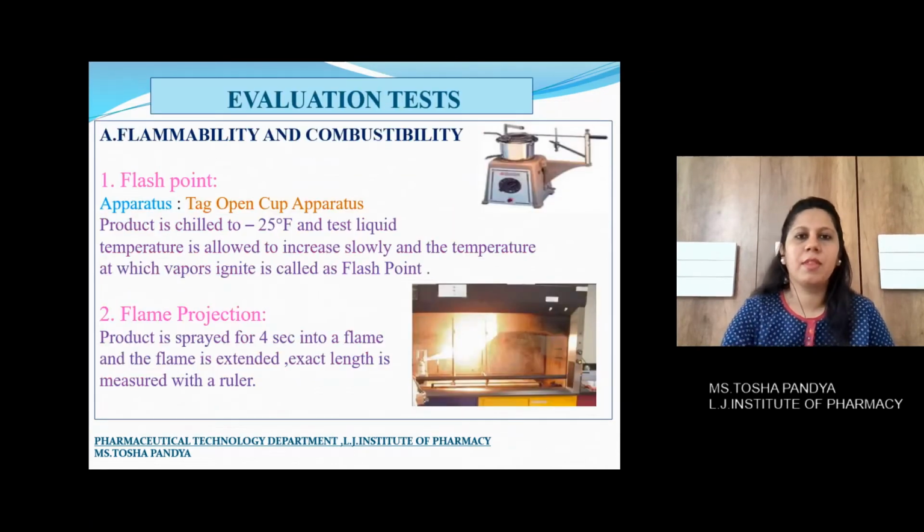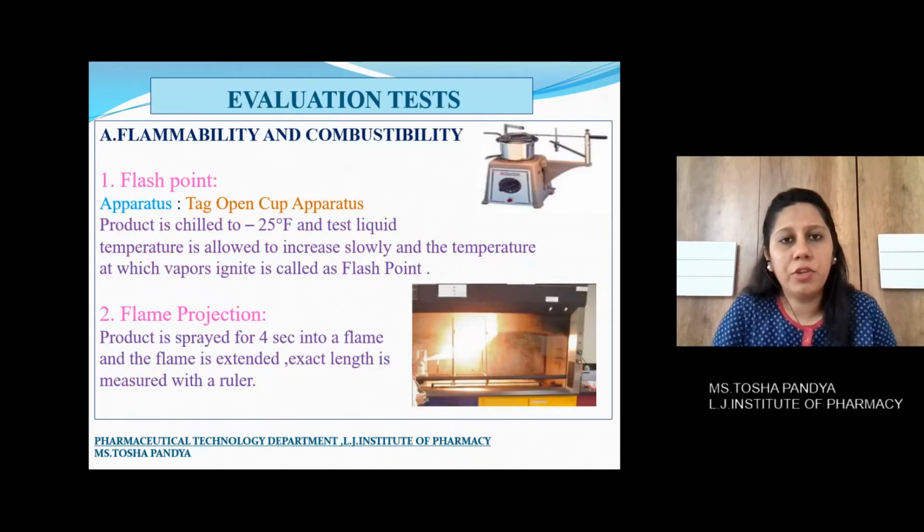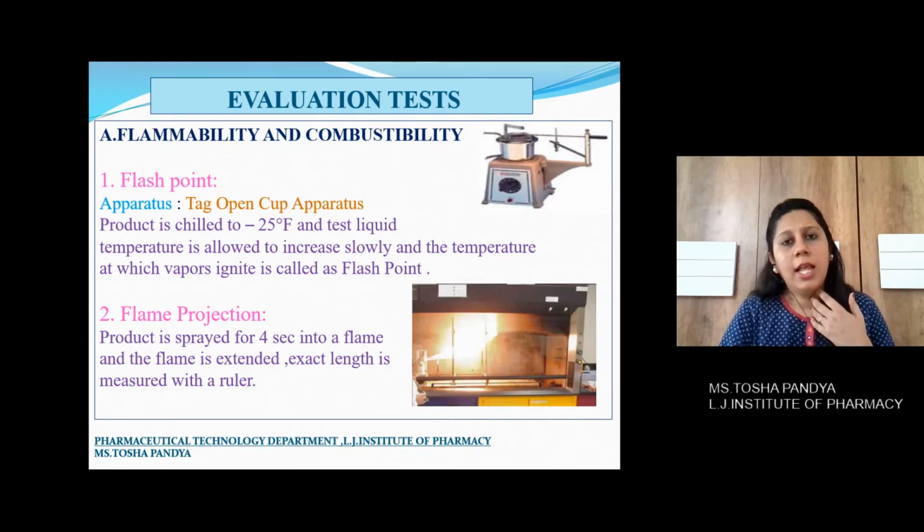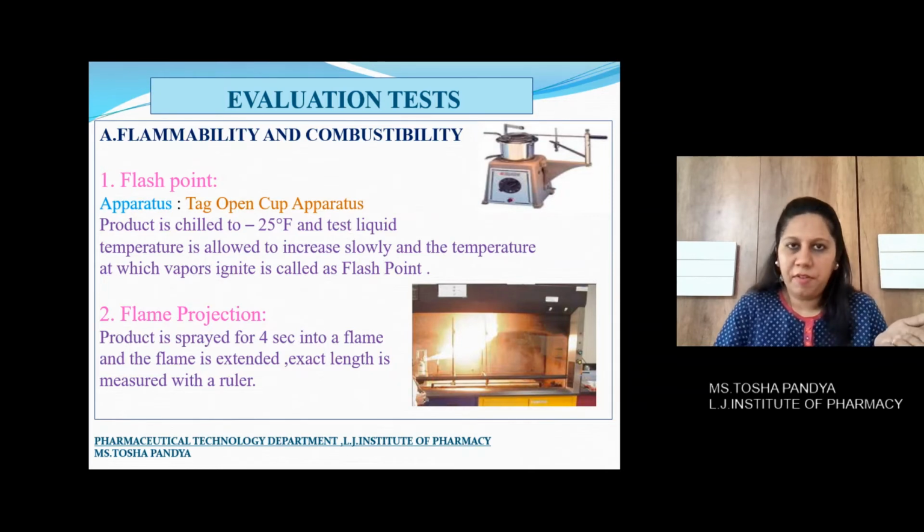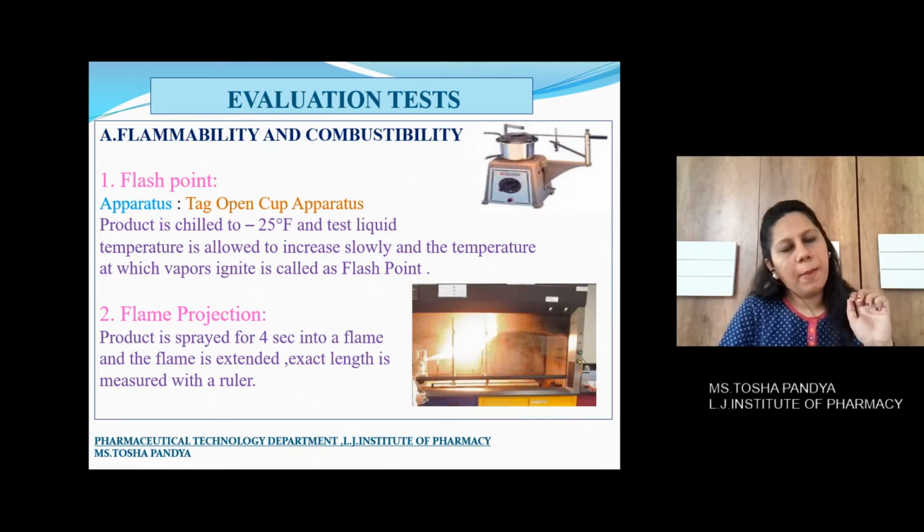Now you have different evaluation tests of the propellants. Okay, the propellants are evaluated for flammability and combustibility. Very important. Okay, as we have seen, the fluorinated hydrocarbon propellants are not flammable in nature, whereas the hydrocarbon propellants are flammable in nature. Okay, so there are two tests for flammability. You have the flash point test and you have the flame projection test.